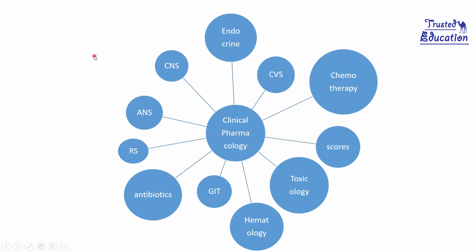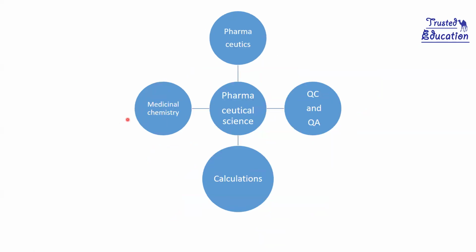Okay, let's move to the next part, the pharmaceutical science. At first, we have to know the fundamentals of quality control and quality assurance. We know that quality assurance includes several topics like GMP and storage practice and distribution practice. We must be familiar with those topics.